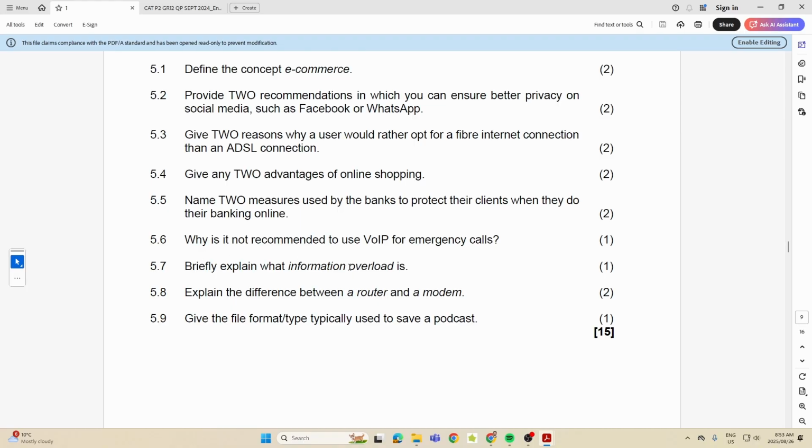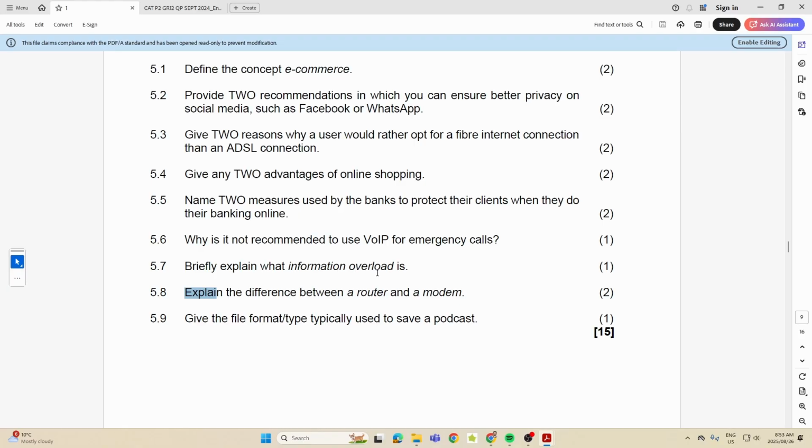Briefly explain what information overload is. I think we had this in the previous paper as well. So information overload, it's just what happens when people cannot handle the amount of information they are exposed to on a daily basis. Do you see this? Every time, explain, provide, explain. I hope you're taking note of that.